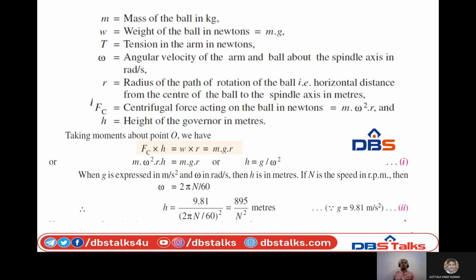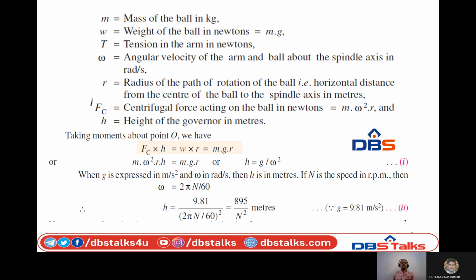So the basic formula of any governor will be in the form of 895 by h or 895 by N square. So this is the formula we can write: h is equal to 895 by N square, or otherwise N square is equal to 895 by h. This is the basic formula.